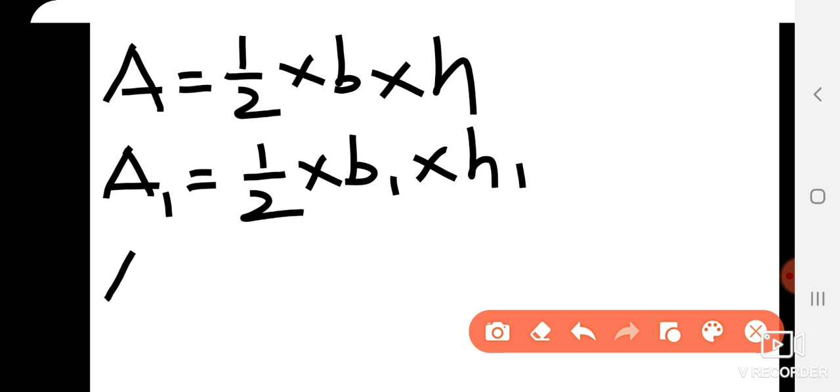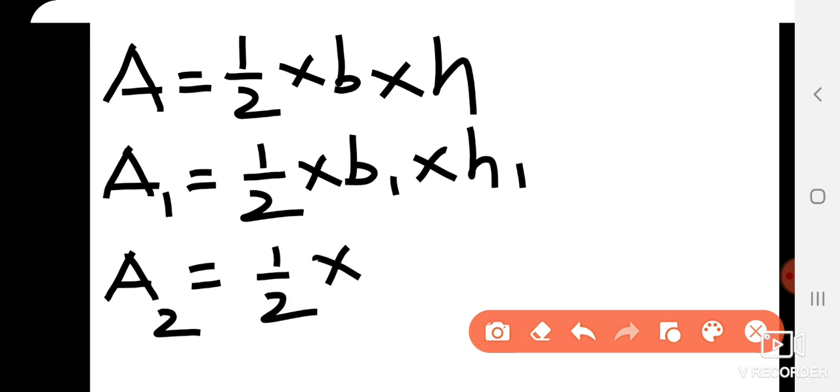Let us consider the second triangle. Let the area of the second triangle be A2 is equal to half into B2 into H2. So we have areas of two triangles. Area of the first triangle is equal to half into B1 into H1. Area of the second triangle is half into B2 into H2. Now let us calculate the ratio of the areas of these two triangles.